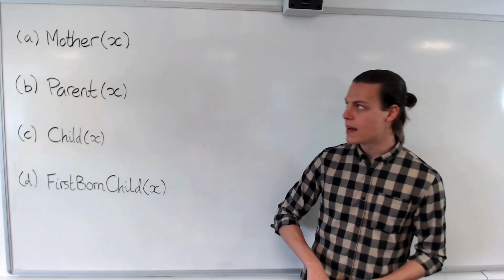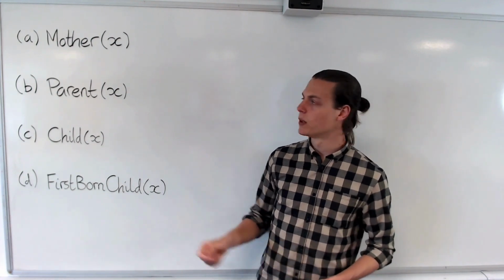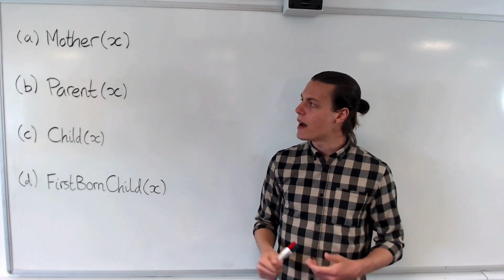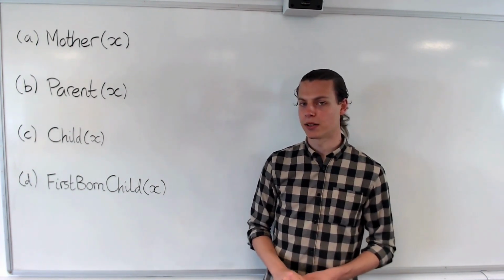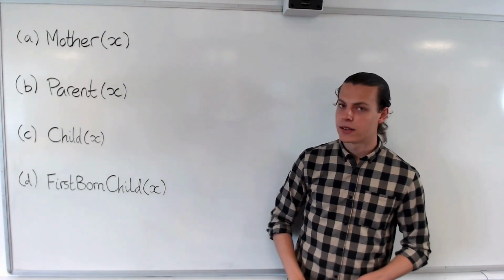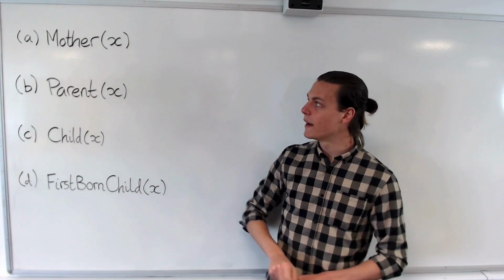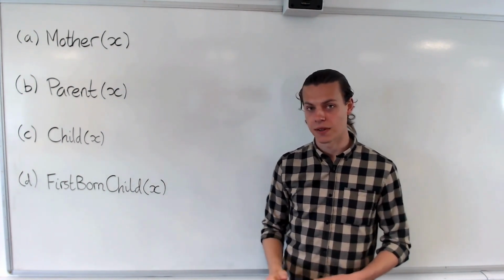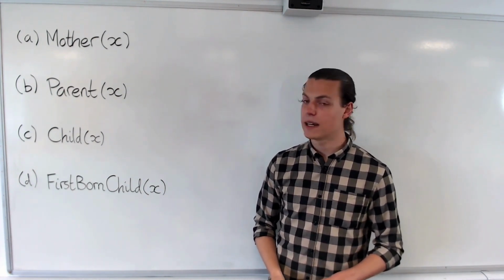So let's look at A. Mother of X represents the biological mother of person X. Now, every person has exactly one biological mother, and so mother will map each element of the domain, each person, to a unique element of the codomain, a unique person. And so this is a function.